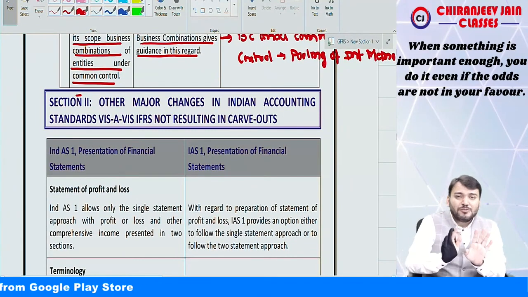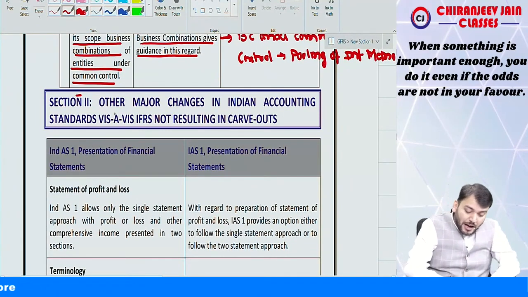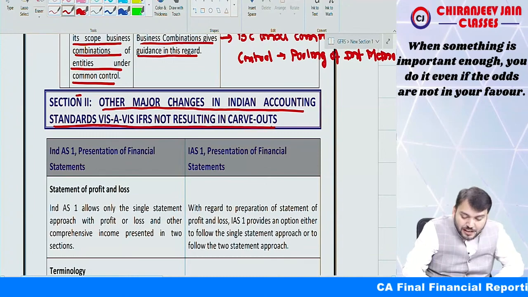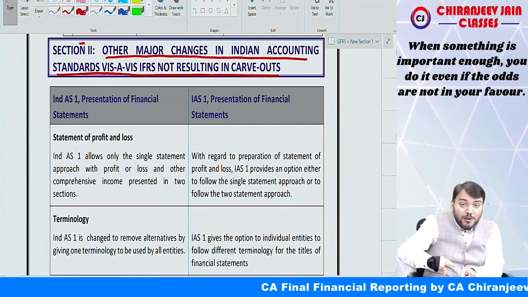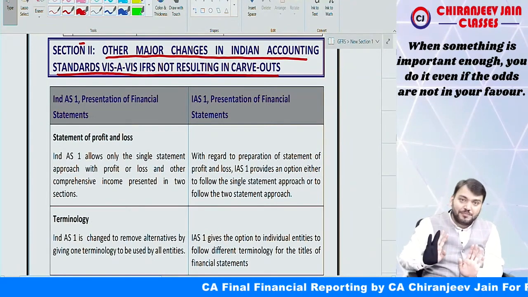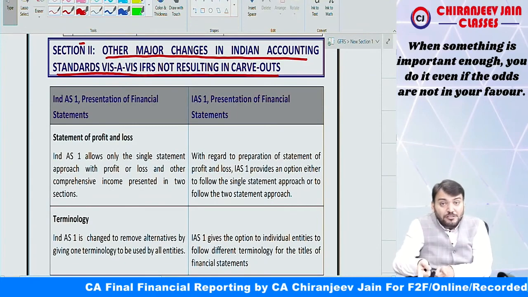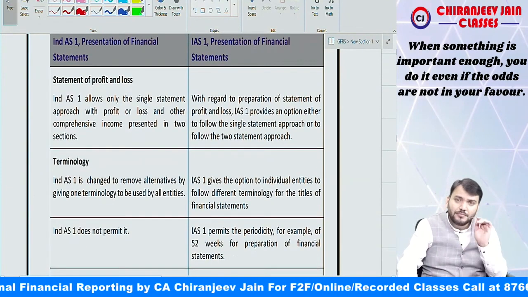Correct. So this was carve-in and carve-out. Understood. Now we'll come to the other differences. Other major changes in Indian accounting standards in relation to IFRS not resulting in carve-out. This is due to either terminology change or removal of options under Ind AS. So either due to terminology change or removal of options. Correct now. Understood? Yes, sir.